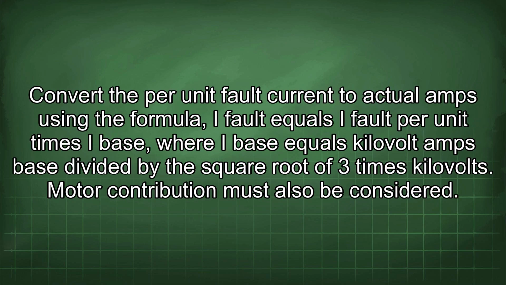Convert the per unit fault current to actual amps using the formula I fault equals I fault per unit times I base, where I base equals kilovolt amps base divided by the square root of 3 times kilovolts.